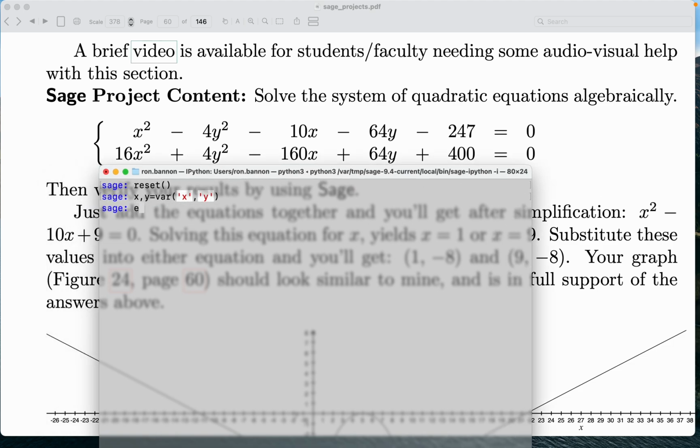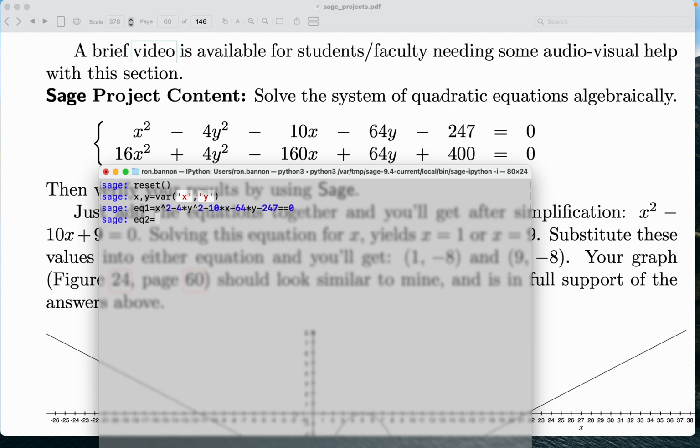The next thing I'm going to say is, equation 1 is equal to x squared minus 4 star y squared minus 10 star x minus 64 star y minus 247. Yes, you must use the star. And that equals, with a double equal sign, 0.